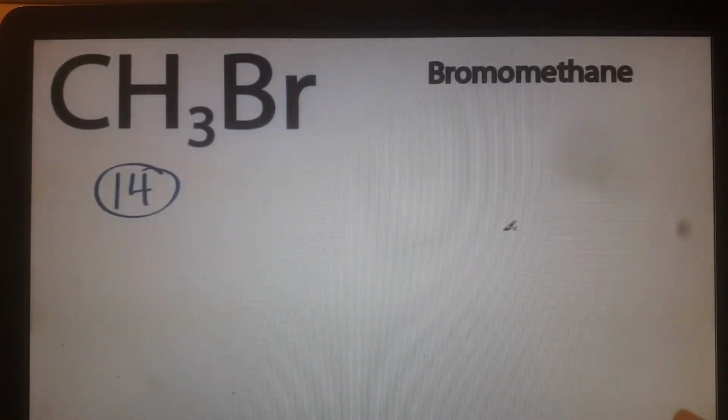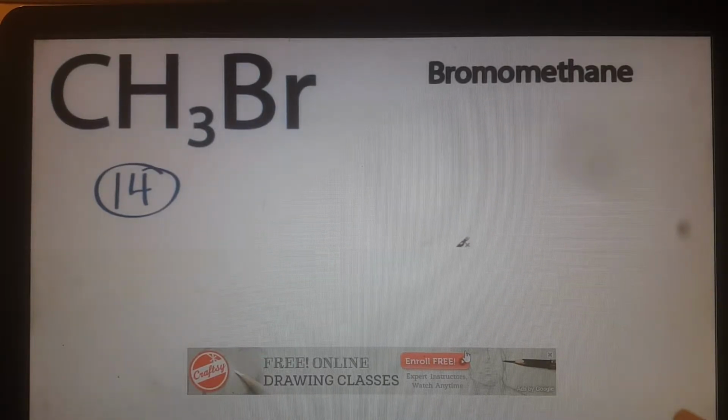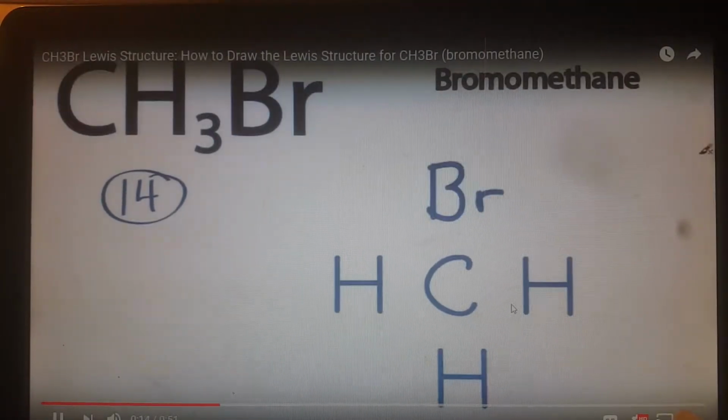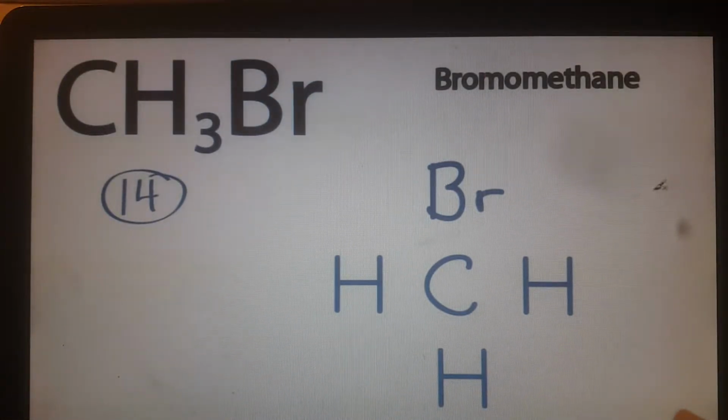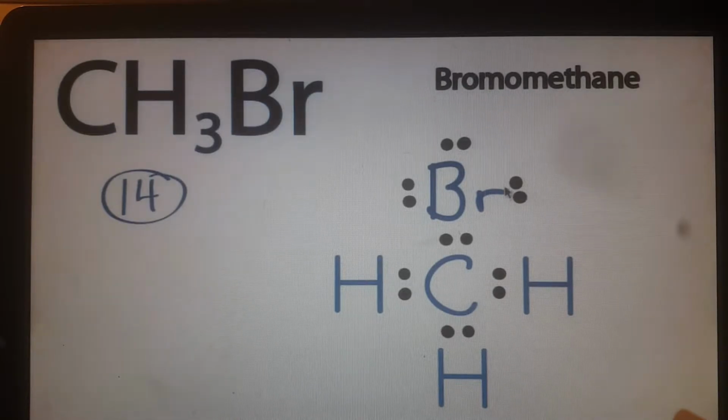Hydrogen always goes on the outside, and since carbon is less electronegative than bromine, we'll put the carbon in the center and the bromine on top. We have 14 valence electrons for the CH3Br Lewis structure. We'll put 2 between atoms to form chemical bonds. We've used 8, and then around the bromine, 10, 12, and 14 valence electrons.